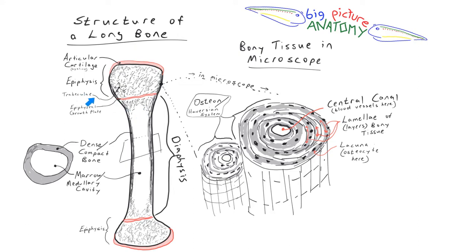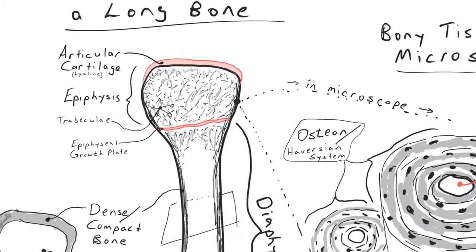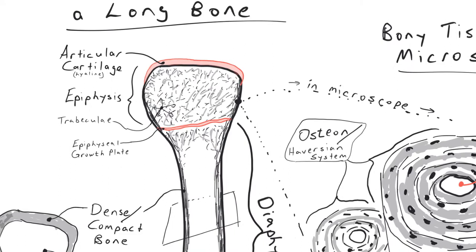As we get out towards the epiphysis, we're going to see that the space starts to be filled in with these little trabeculae, or tiny little plates of bone. And the entire epiphysis would be filled in with trabeculae, and interspersed among the trabeculae is also going to be marrow tissue. The outer cap of the bone is formed out of articular cartilage.